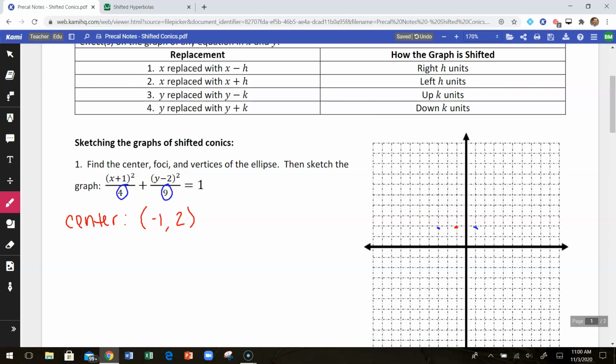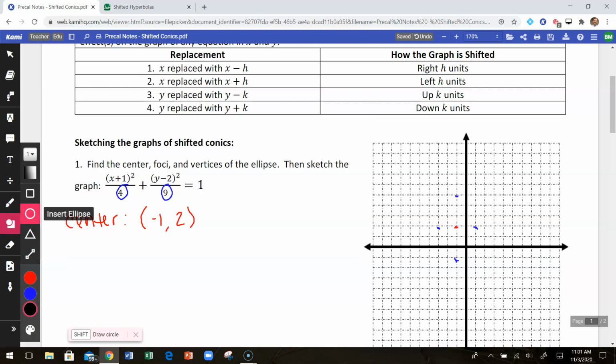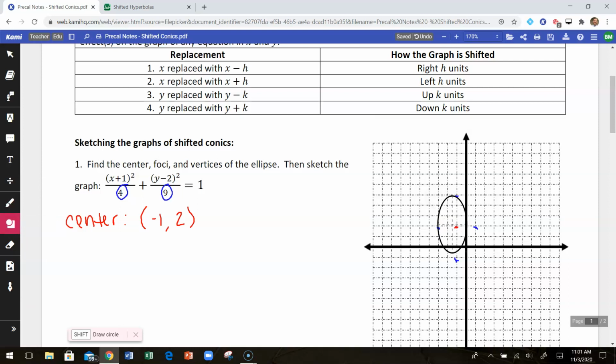And then on y, it's 3 units because we have 9 underneath, so I'm going to stretch it 3 units vertically from that point. Okay, and if I do that, I now have the ellipse that is centered at -1, 2, stretched 2 units horizontally and 3 units vertically. Now after doing that, I can come up with those other pieces of information.